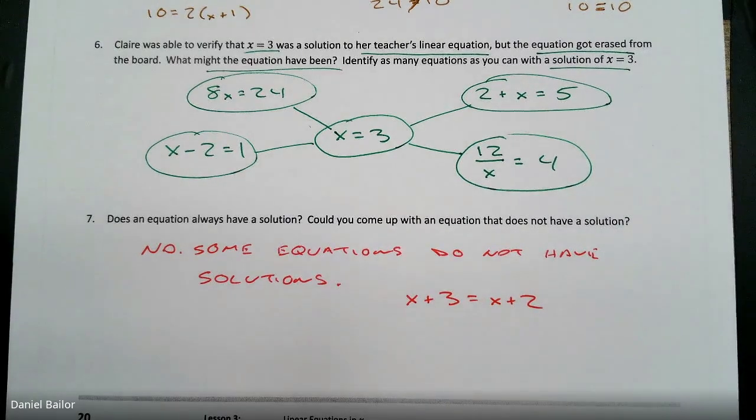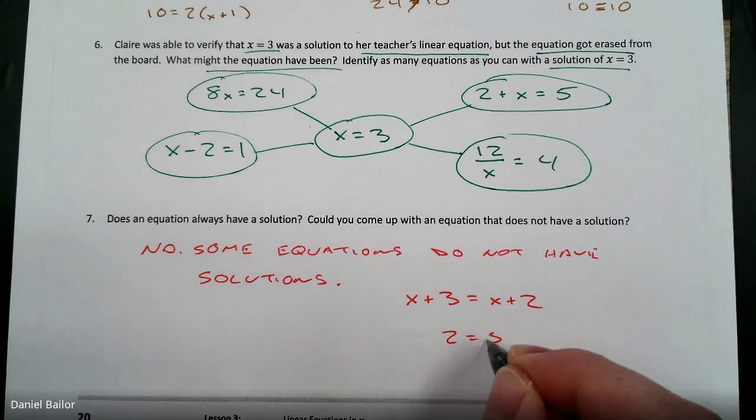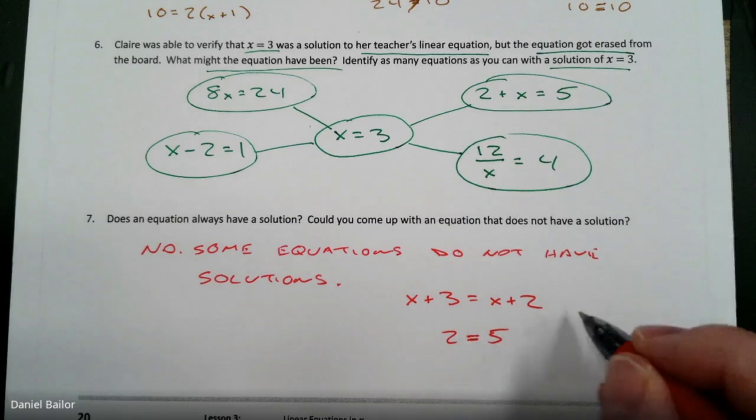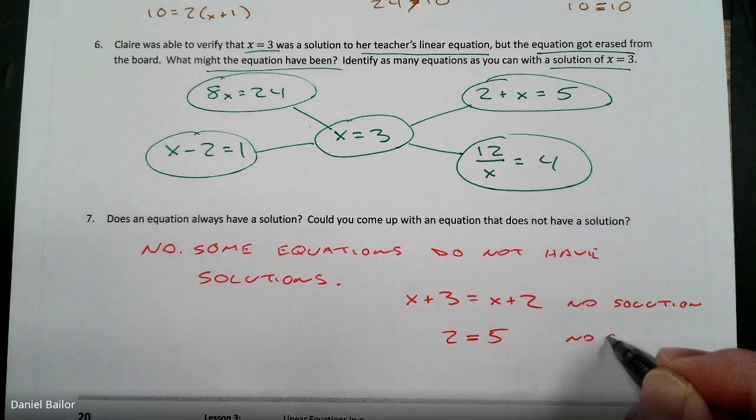That does not work. Because if x is 1, that means this does not work. No matter what you put in for x, it does not work. I could even write an equation like 2 equals 5. That's an equation because it is a math sentence with an equal sign. Now, it is a false equation, but there is no solution. So no solution to this one. You cannot find it.